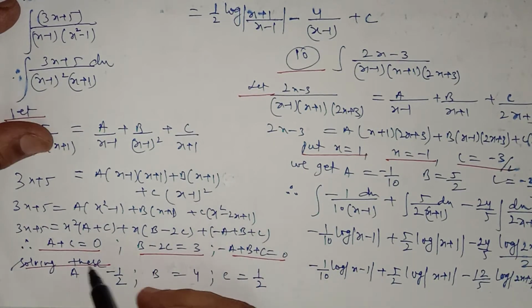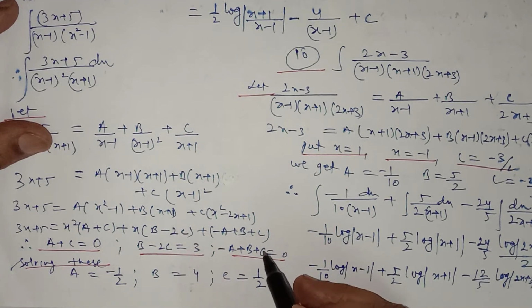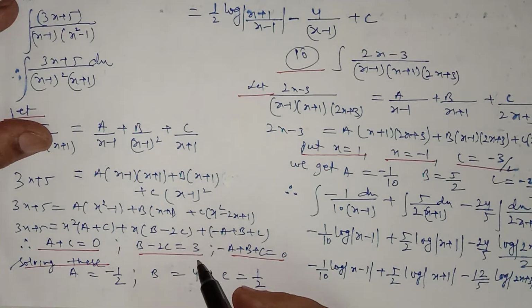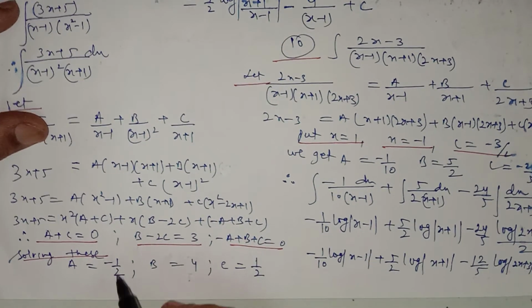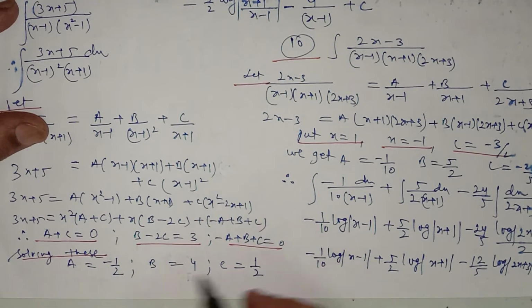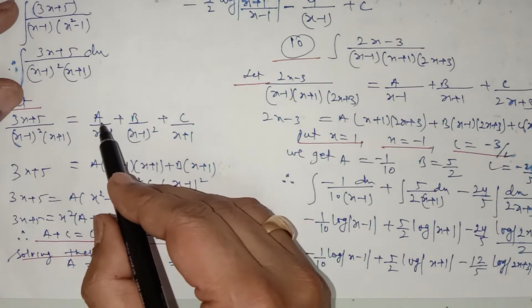So equate them and solve these three equations by any method. The substitution method is the best. Find the values of a, b, c, which I am getting as minus half, 4, and half. You put these values here, a, b, c, and integrate.